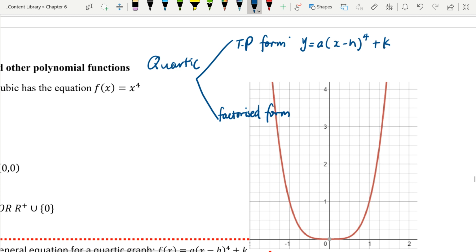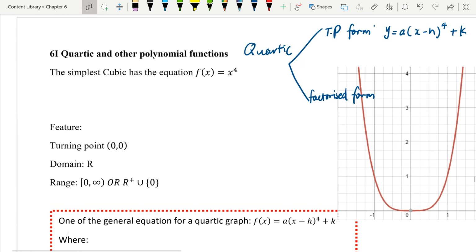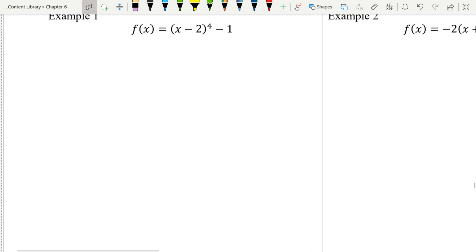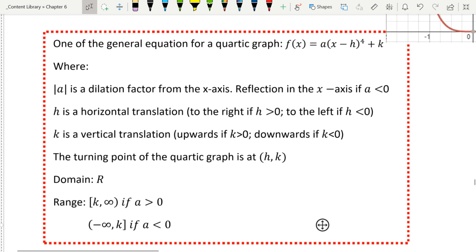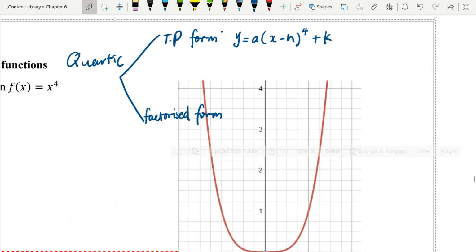So the first thing we're going to talk about is to sketch the quartic in the turning point form. Well, there's really nothing to talk about for the quartic. There's only maybe one thing we need to pay attention to. How do you find the turning point? You use the same method to find the turning point as in the quadratic, and it's exactly the same shape, except the bottom is a little bit flatter compared to x to the power 2. So this is x to the power 4.